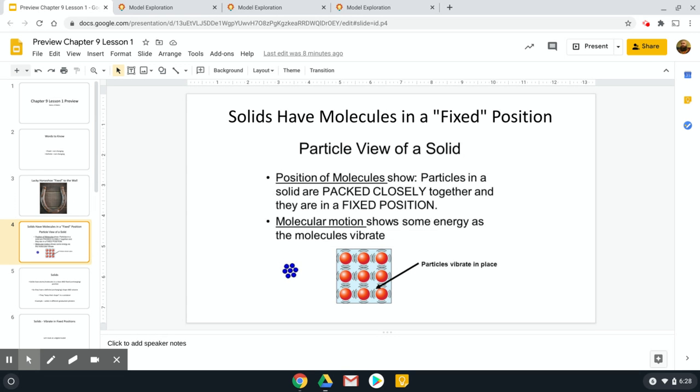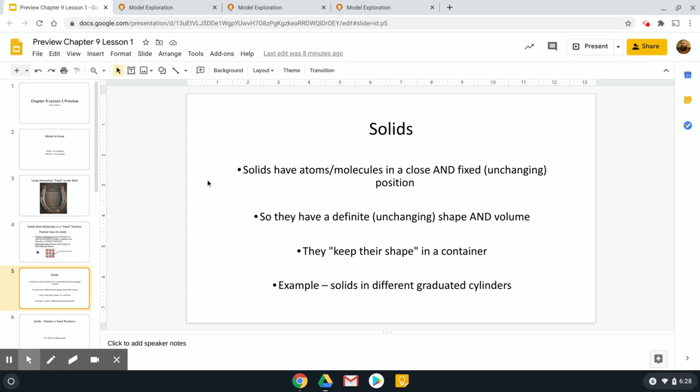So the particles are packed very closely together and they are in fixed positions. They still have some energy, and so they are vibrating in place. No matter ever really sits perfectly still. So in a solid, the atoms or molecules are in a close and fixed or unchanging position. That means that as a substance, they have a definite and unchanging shape and a definite volume.